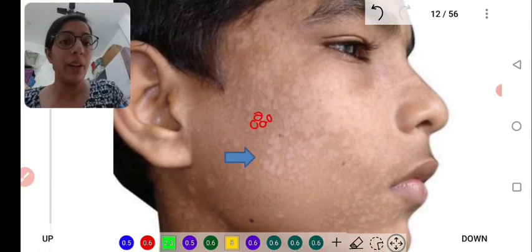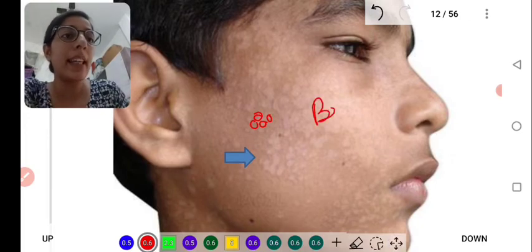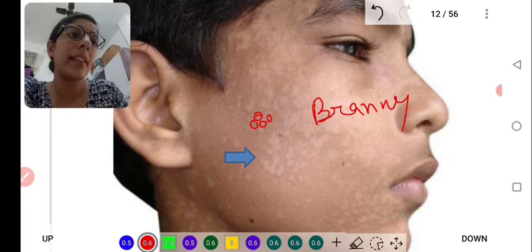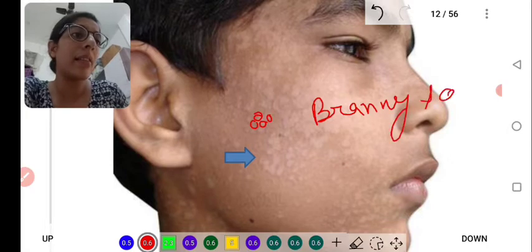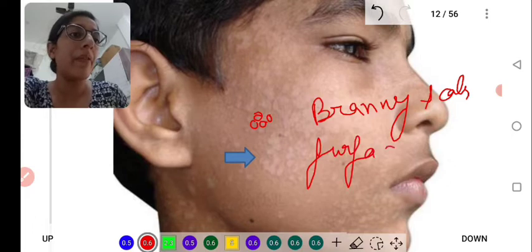Okay, note down this point. This was your question also. Briny scales or furfuraceous scales.